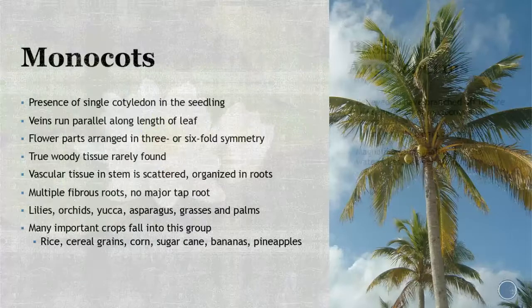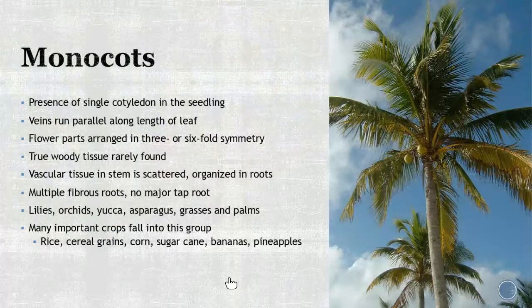Now the monocots, these are just some key things for those. If you go back to that slide earlier on where I had the cartoon image showing key things, they're going to have a single cotyledon in the seedling, and the veins are going to run parallel along the length of the leaf. Their flower parts are arranged in 3 to 6-fold symmetry, and you're not going to find true woody tissue, rarely found in this group. You might find some examples, but not that often. The vascular tissue is often scattered, and you're going to have multiple fibrous roots, so no major taproot. So you'll find a lot of the grasses and palms fall into this group. And a lot of crops that we use for food, for agriculture, fall in this group too.